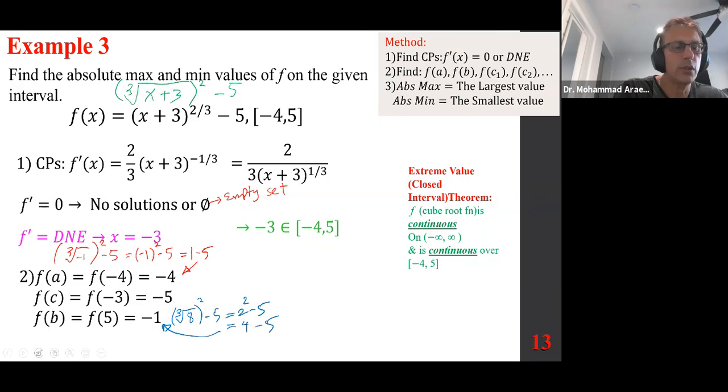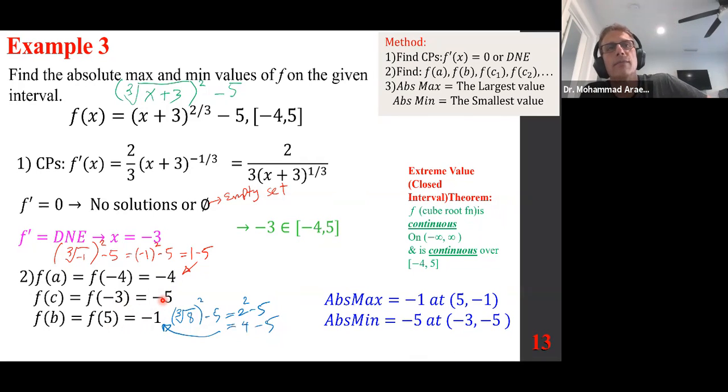Okay, so I wanted to make sure we understand the algebra behind that. So the largest number is negative 1, so absolute max equals negative 1 at this pair. Smallest number is negative 5, so the absolute min is negative 5 at this pair. This is how you do the writing. I can't emphasize this enough, class. The way you do the writing is extremely important. You're telling your reader what you have discovered. I'm going to move on.